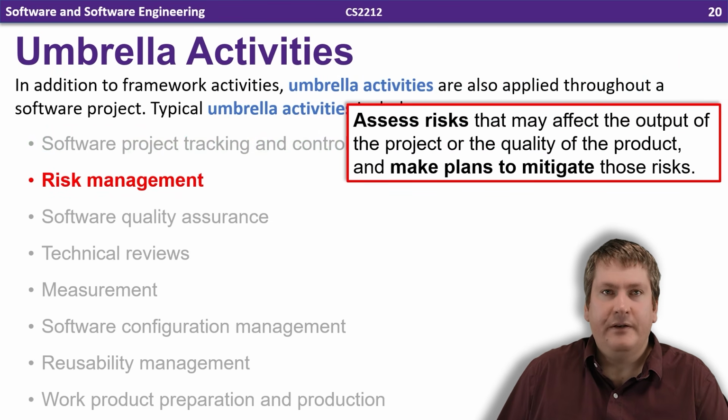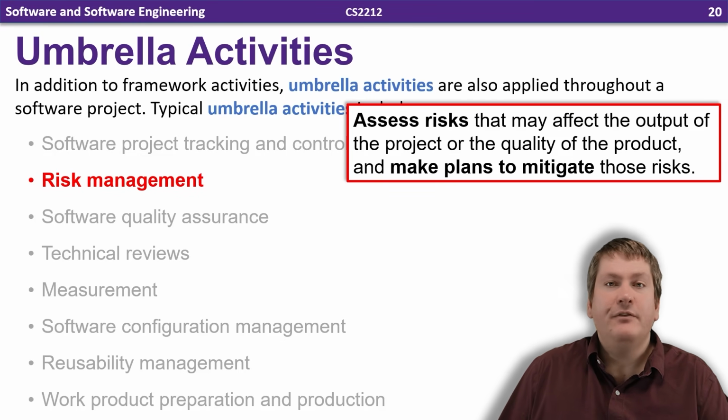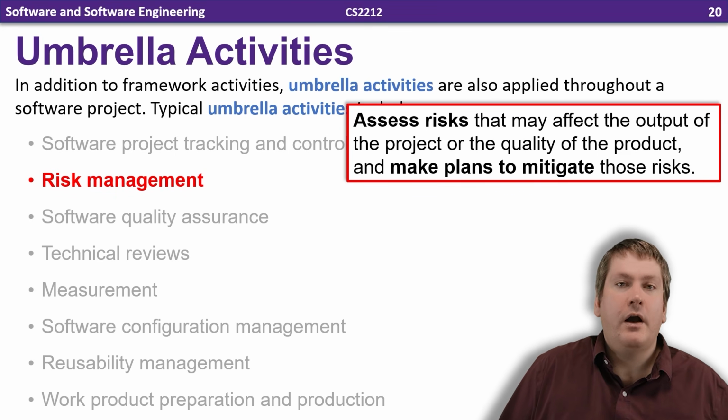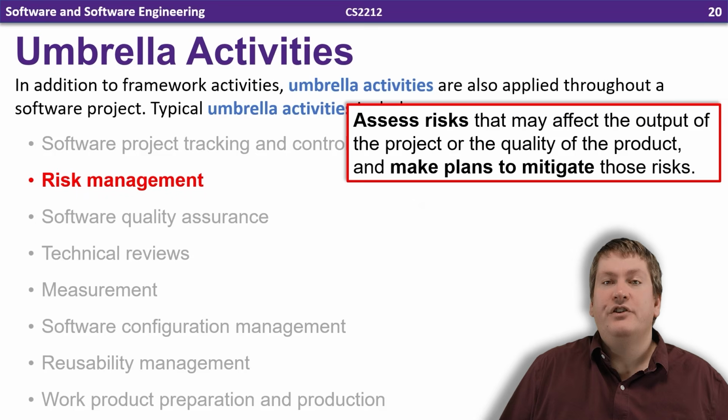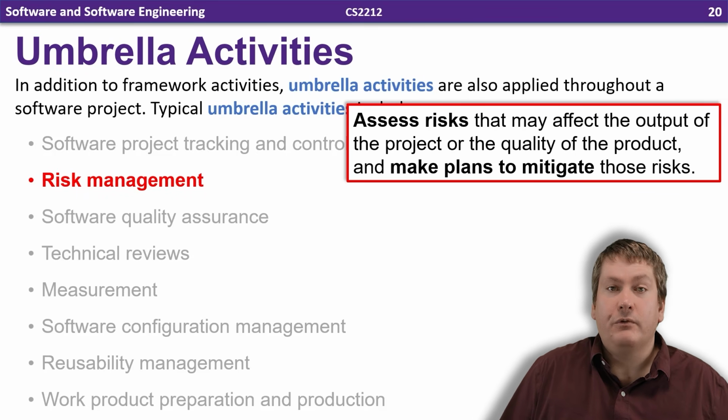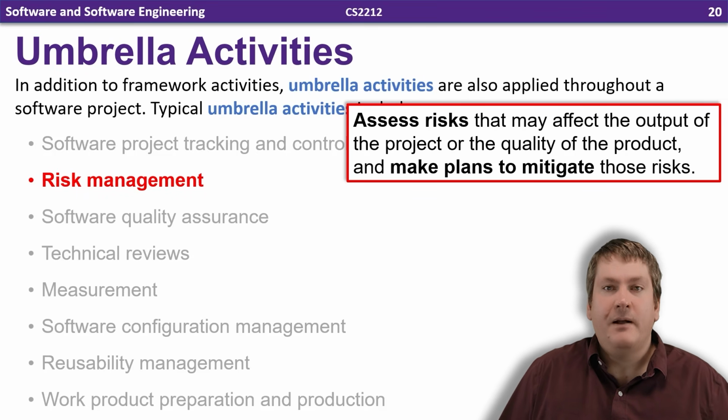Next is risk management. And this involves assessing risks that may affect the output or quality of the product and making plans to mitigate those risks. A risk in this case would be any potential problem that could impact the project. These risks tend to fall into one of 5 areas. 1, risks from using unknown or new unproven technologies, 2, risks from users and functional requirements, 3, risks from applications and system architecture, 4, performance risks, and lastly, number 5, organizational risks.